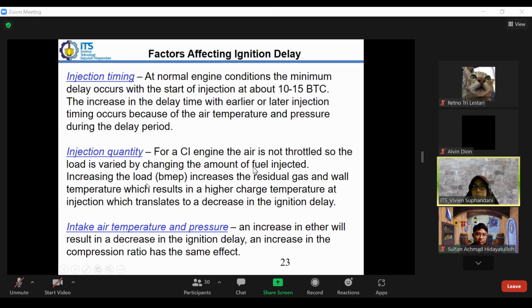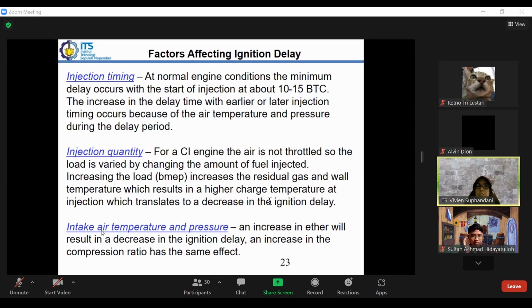Again, here, increasing the load, or increasing brake mean effective pressure, increases the residual gas and wall temperature, which results in higher charge temperature at injection, which translates to a decrease in the ignition delay. So if we have higher load, higher BMEP, it means that we have higher pressure and higher temperature, and with higher temperature, we have a shorter delay. Higher temperature means easier to be burned, so the ignition delay will be shorter.